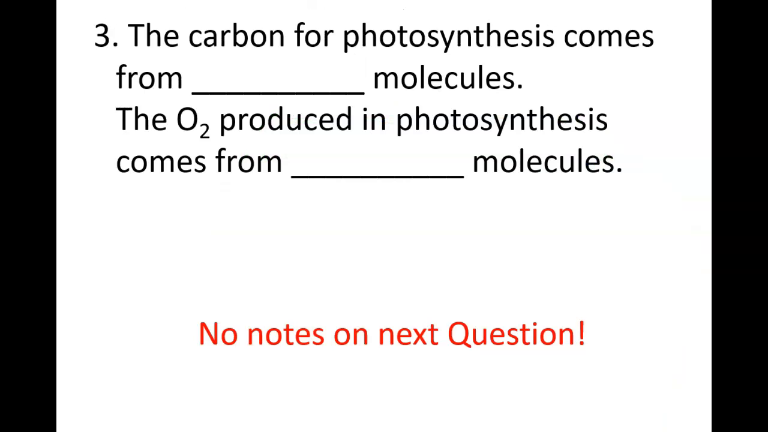Question number 3: the carbon for photosynthesis comes from blank molecules. The O2 produced in photosynthesis comes from blank molecules. Can you answer this question without looking at your notes? It might be helpful to try it without your notes in general, but that is what we are going to do.